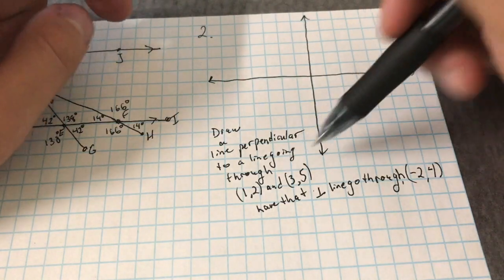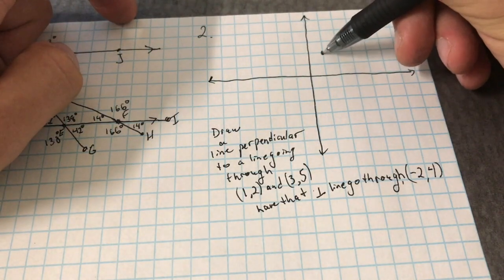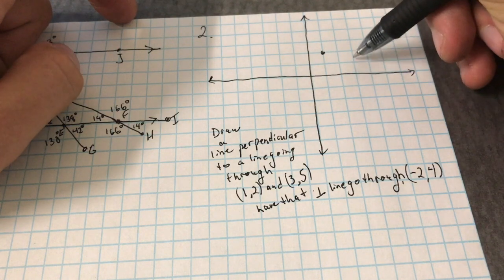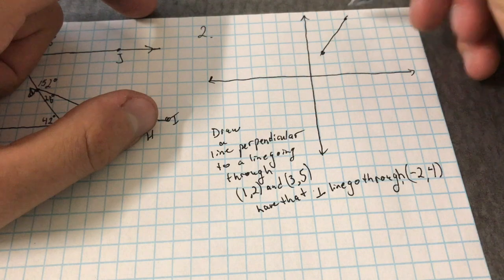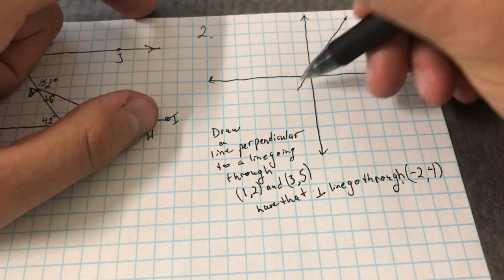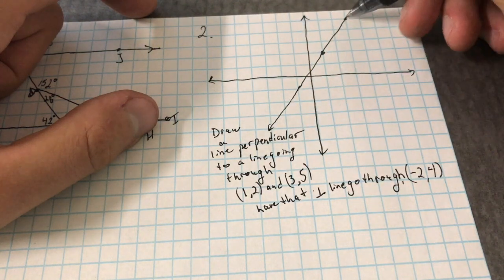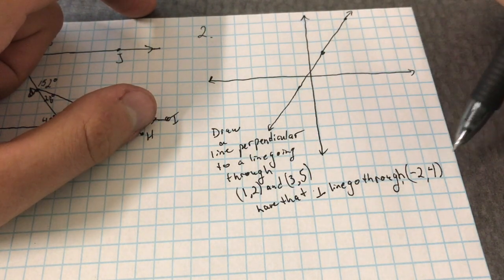Go. So first, I would plot my points, especially if I'm given a grid. So (1, 2), (3, 5), and I want to draw a line. So that's up 2, over 3, up 2, over 3, up 2, over 3. So there's my original line. It says have that perpendicular line going through (-2, 4).